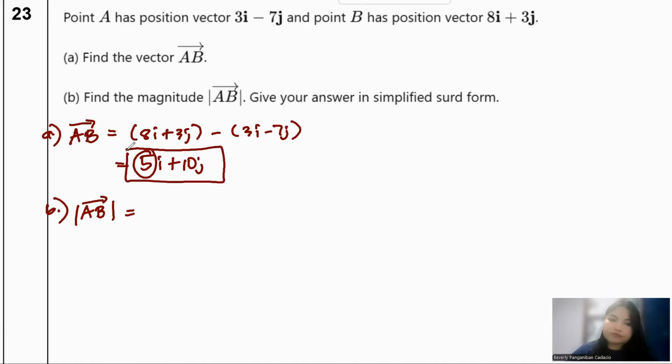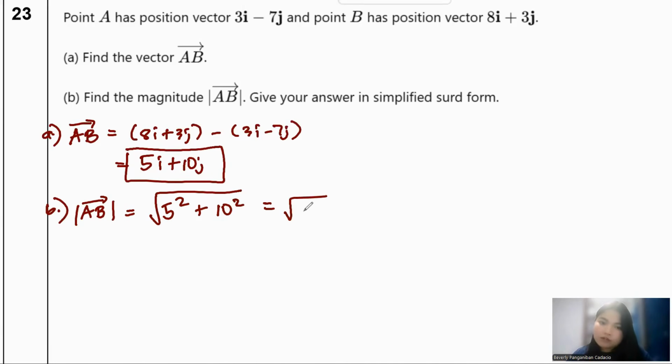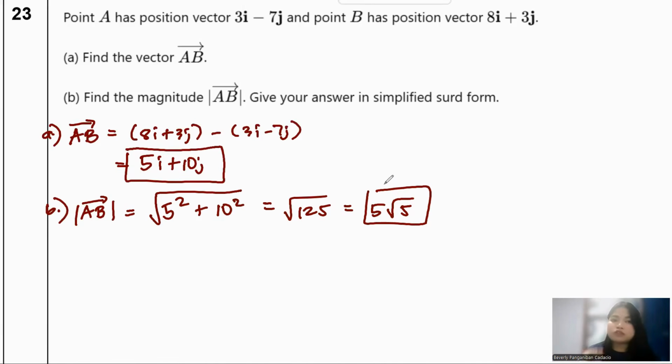5 squared plus 10 squared, and you're just going to square root. 25 plus 100 is 125, and the square root of 125 will be 5 root 5. And that's the answer, okay? Take note, most of the time when I ask for magnitude, you need to first get the resultant vector, which is AB. You need to do that. And that's it.